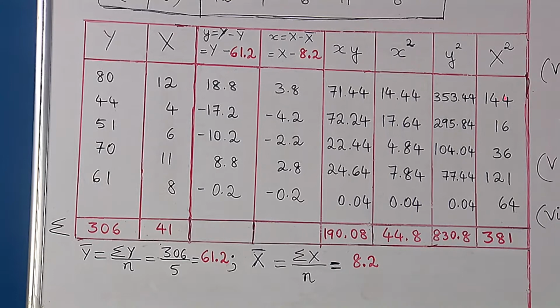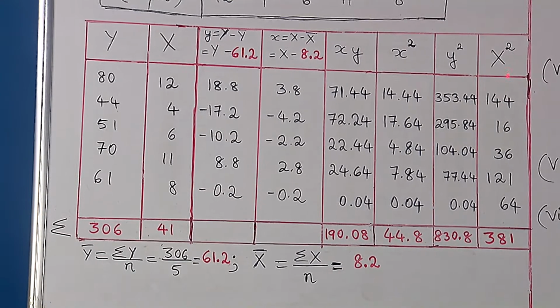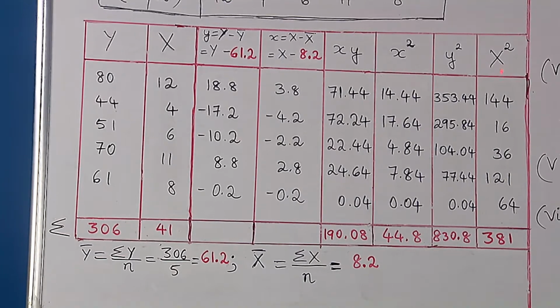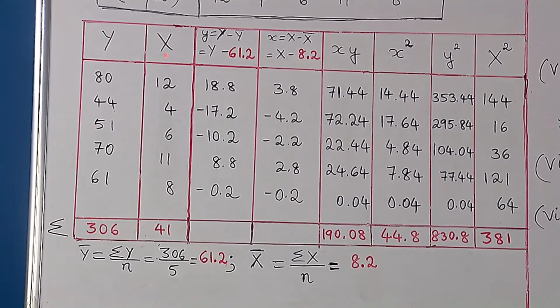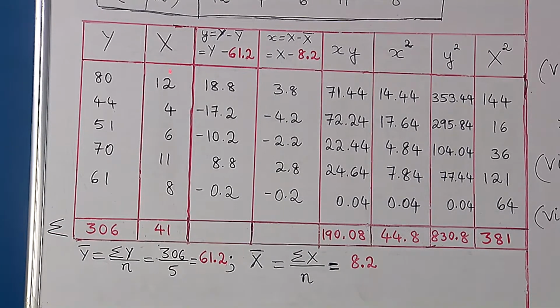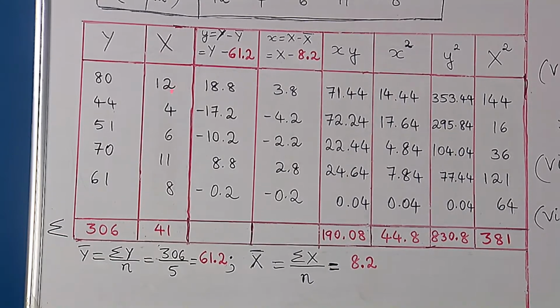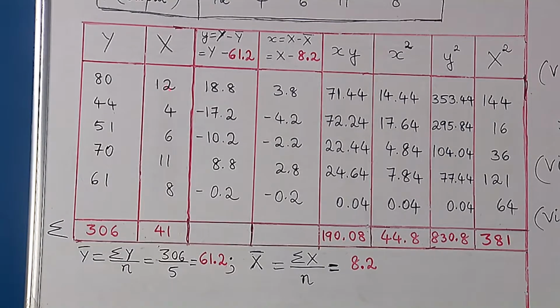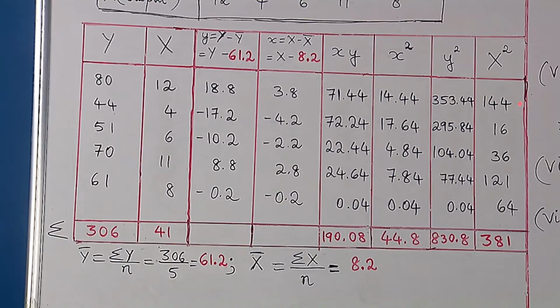The next column is capital X square. Remember, this is very much different from small x. So, go to the capital X column and look at the first value. Here the first value is 12. When we square 12, 12 into 12 gives us 144.